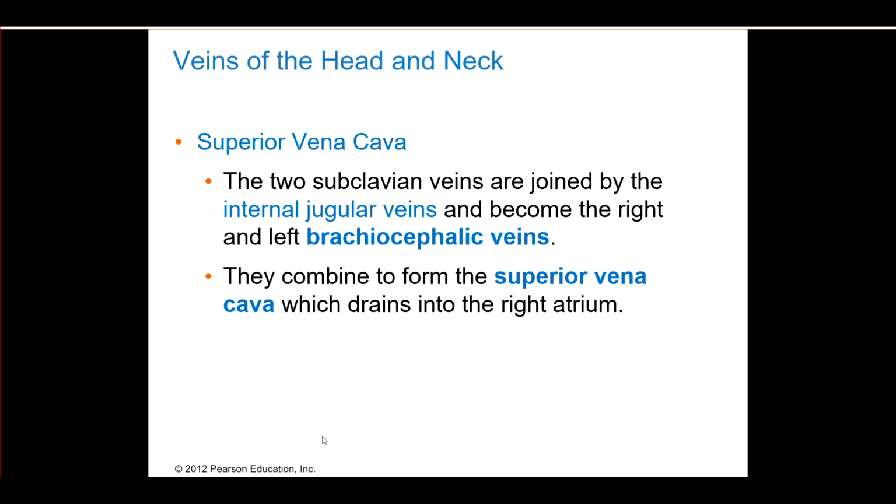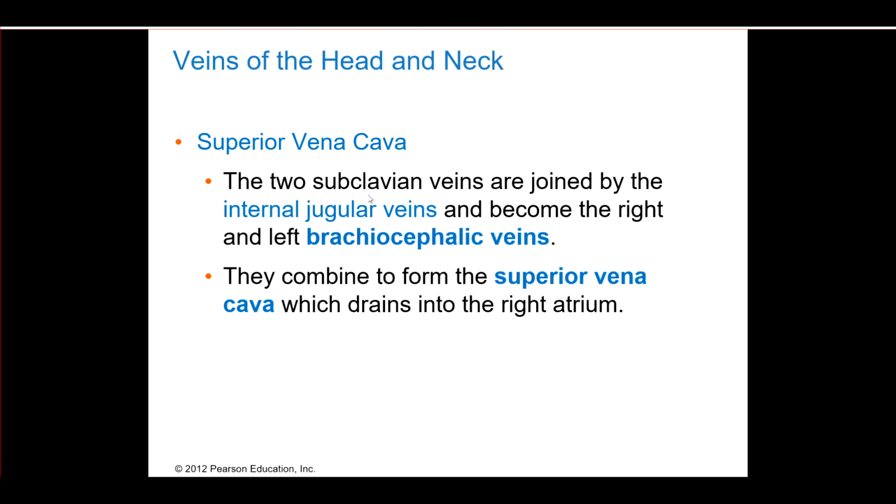Let's take a look at some of the veins that bring the blood down from the neck, the head, and the brain. So the first blood vessel, we actually studied this when we looked at the heart, is the superior vena cava. So let's take a look how they're formed. Let's read this and then I'll show you the picture. Again, the pictures are a little bit easier to understand.